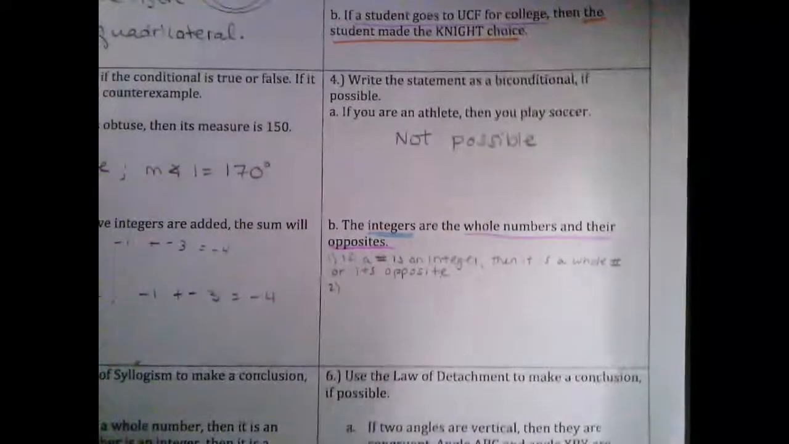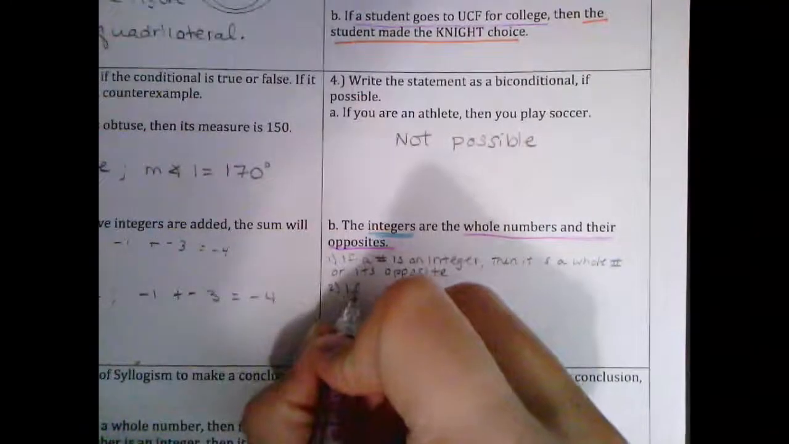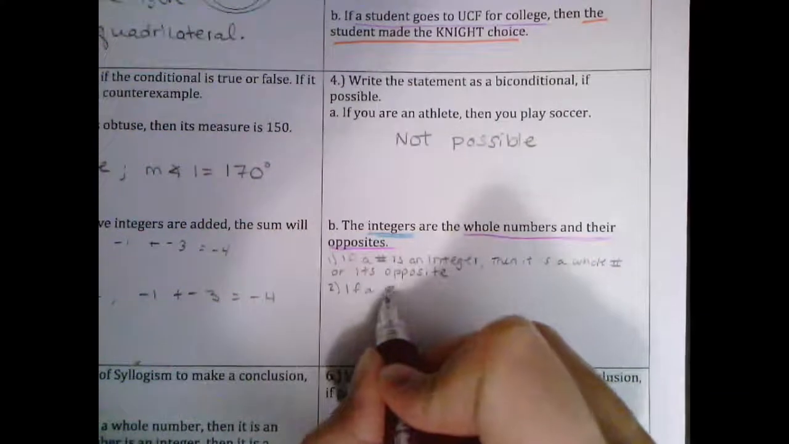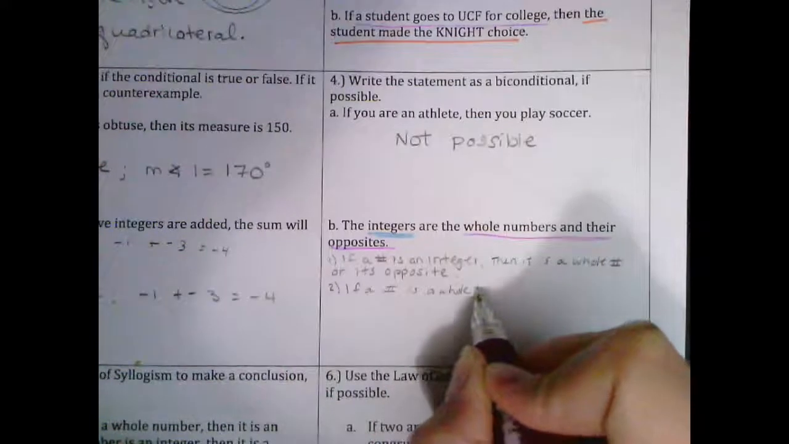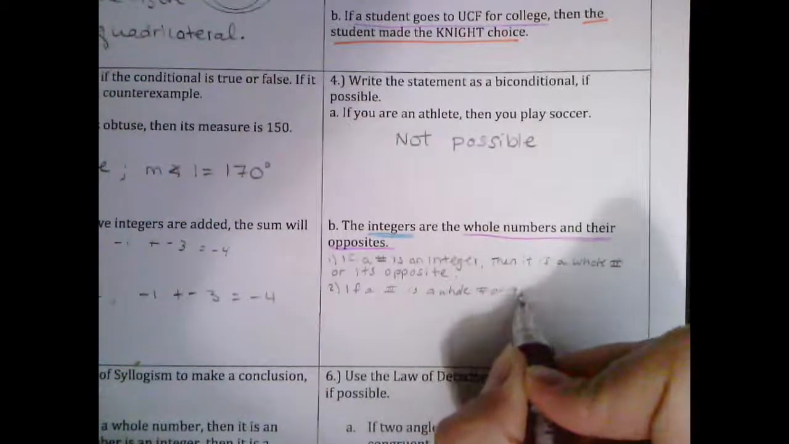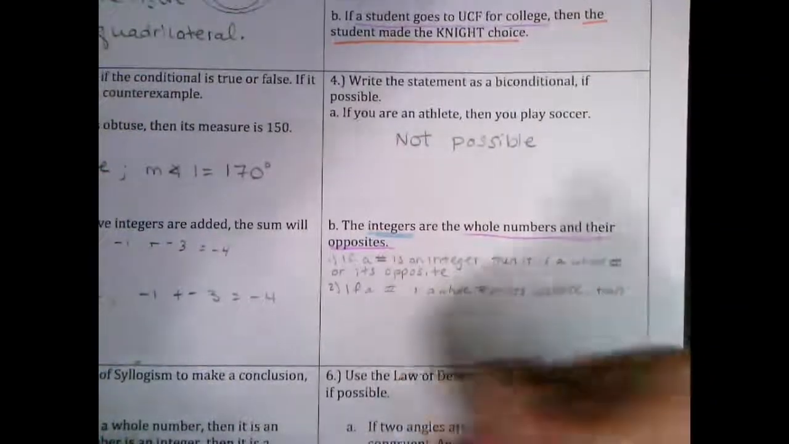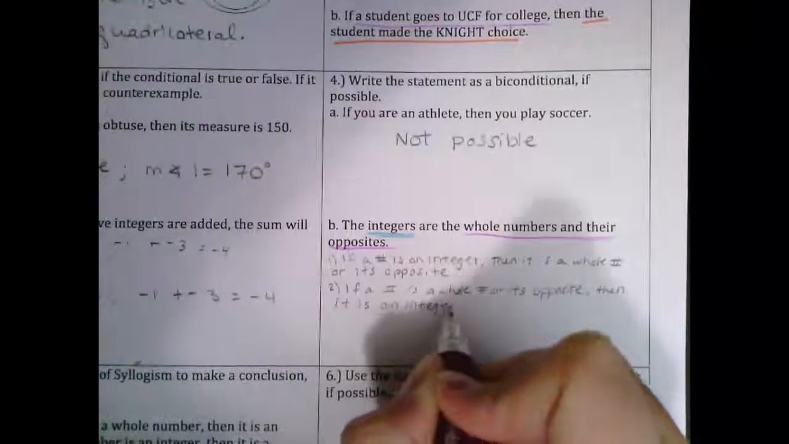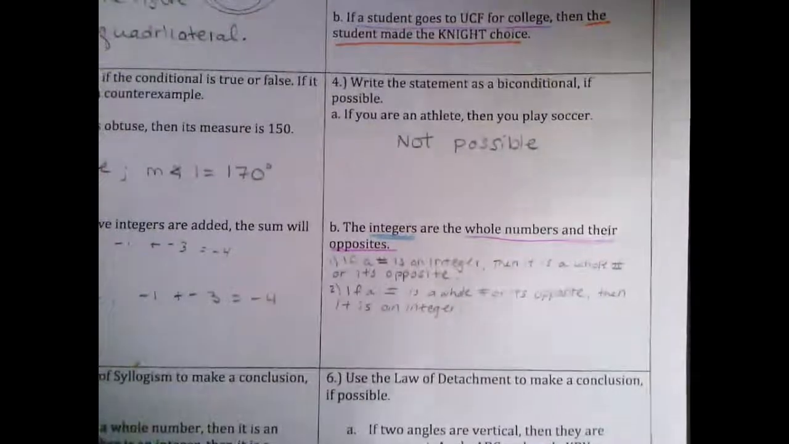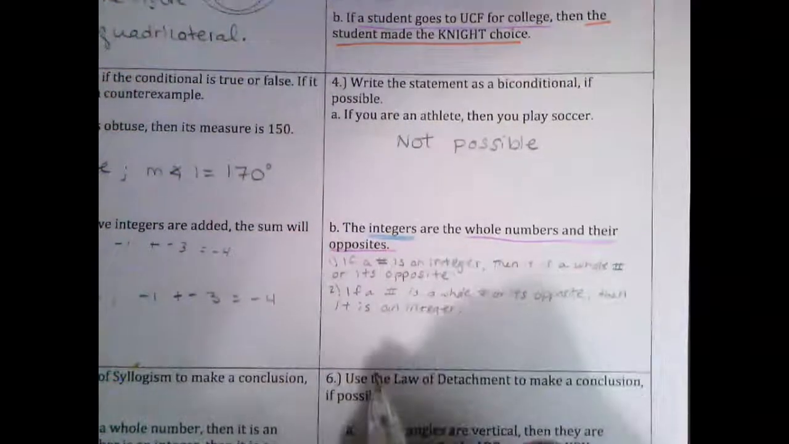Okay. This is true. The converse of this would be, if a number is a whole number or its opposite, then it is an integer. So if a number is a whole number or one of its opposites, then it is an integer. That is also true. Okay, so if both of those are true, we can write this as a biconditional.